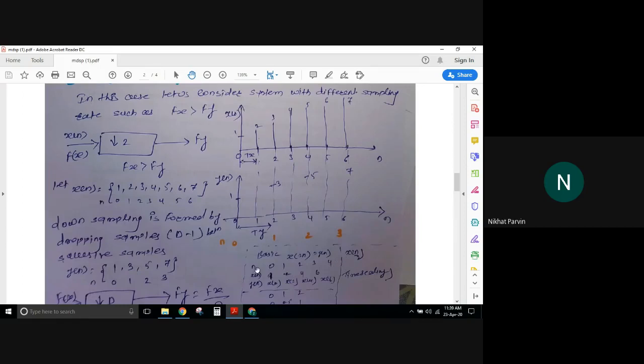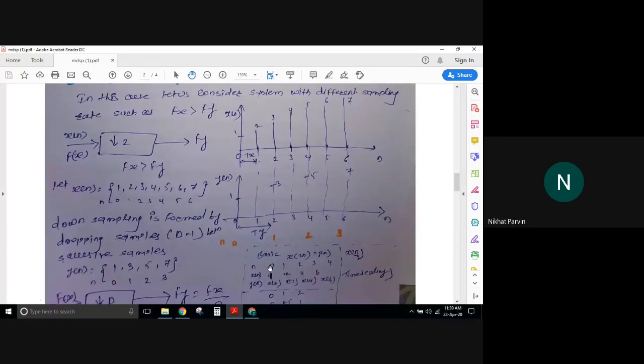Like that you go on writing n intervals from 0 to 6. Now what is your x of n? x of n is x of 2n now. x of 2n means that whatever the value of n is there, you have to multiply it by 2, right? So you can see when n equals 0, it becomes x of 0. Whatever the x of 0 value was there, that will be written as it is.